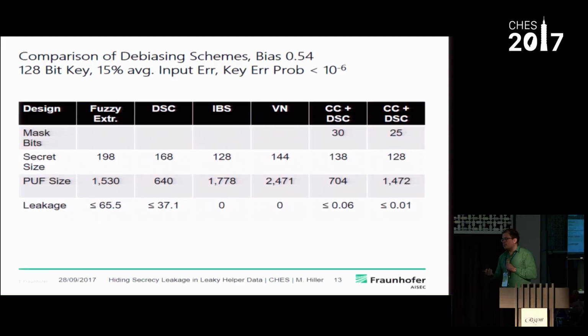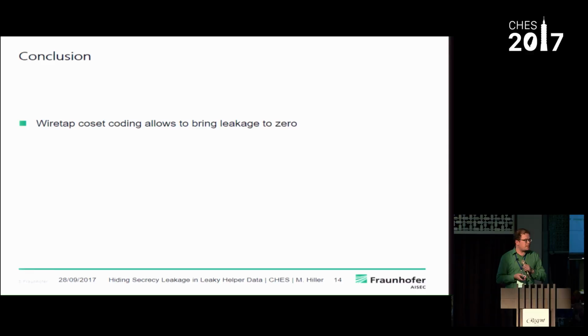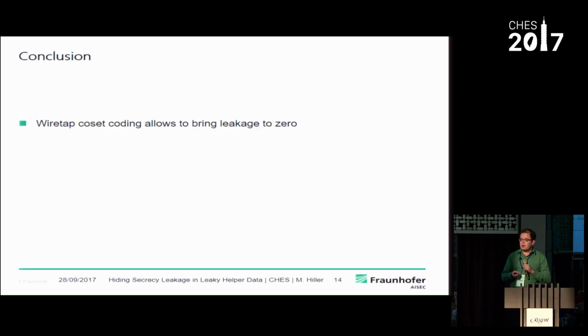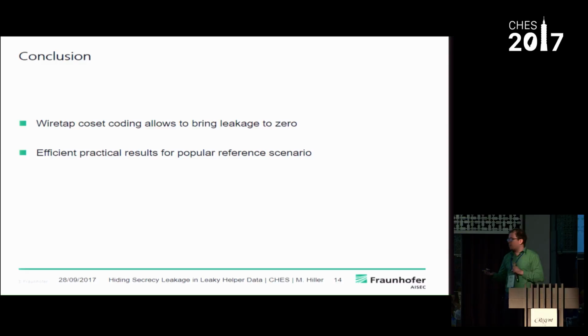So to wrap it up, in this paper we introduced wiretap coset coding to the domain of PUFs, which allows us to bring the helper data leakage down to zero, or close to zero, and with that solves leakage problems on the coding side, with a debiasing solution in between. Then, we have some efficient practical results. So for the reference scenario, we were able to bring down the number of PUF bits from 1,700 to 700.